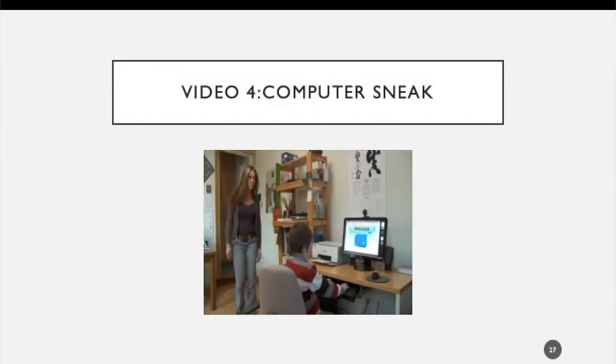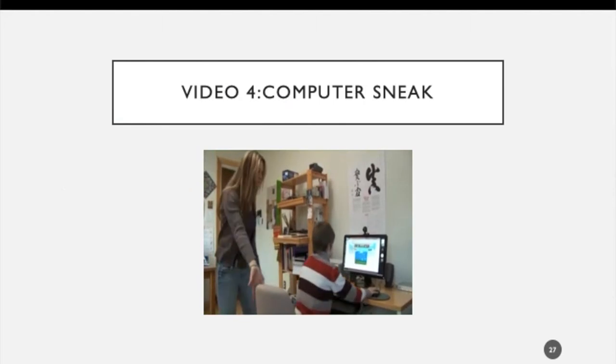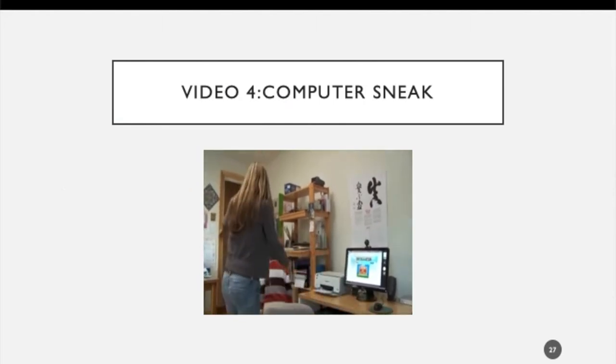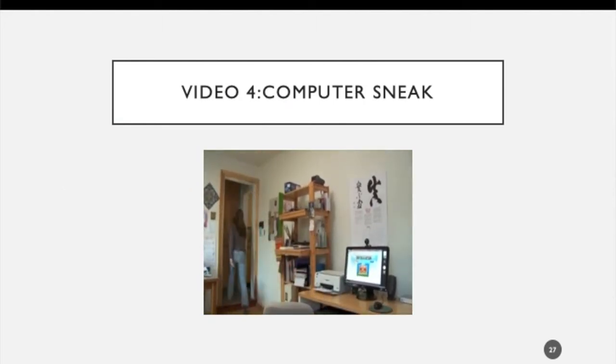Nathan, you know that you're not supposed to be in here. All right, this room is off limits. Let's go. Out. That's Daddy's computer. Let's go.